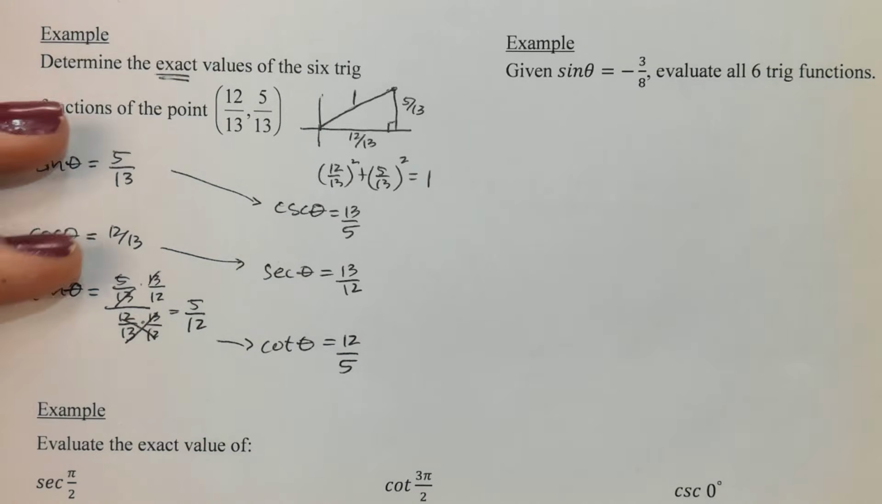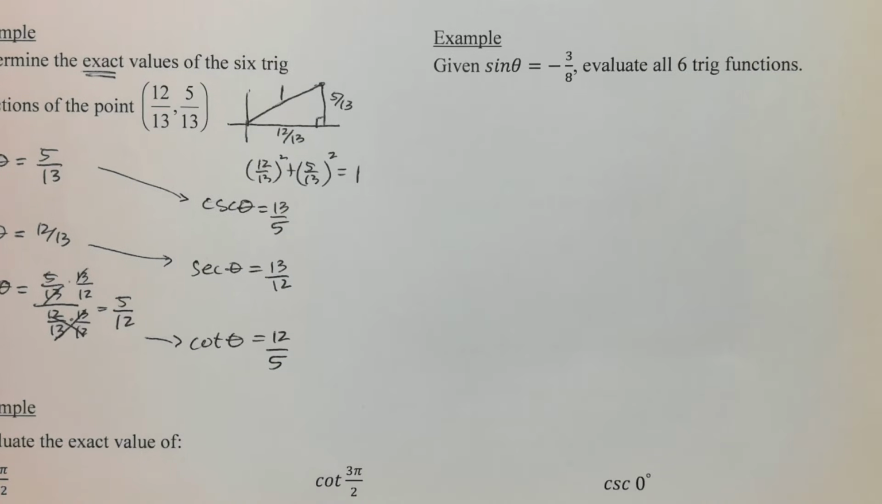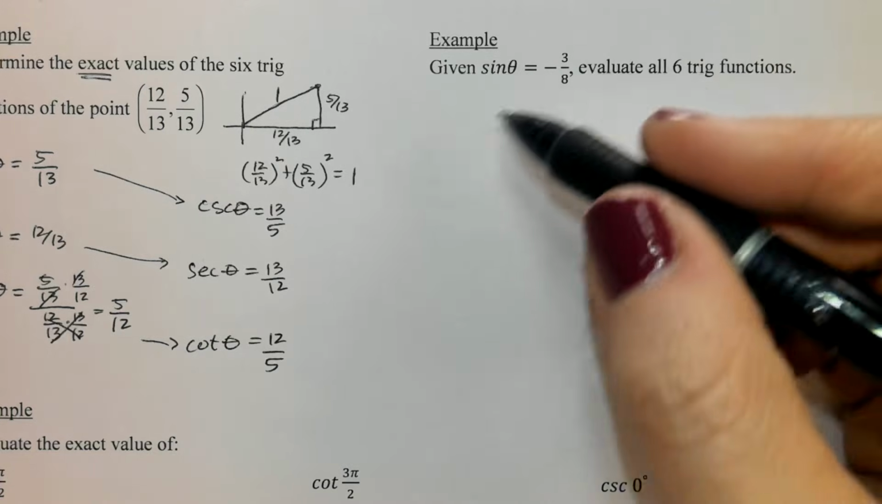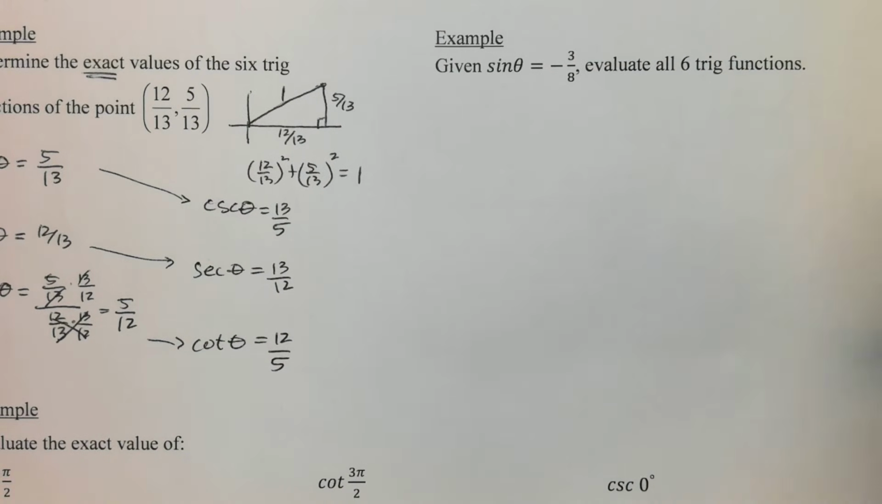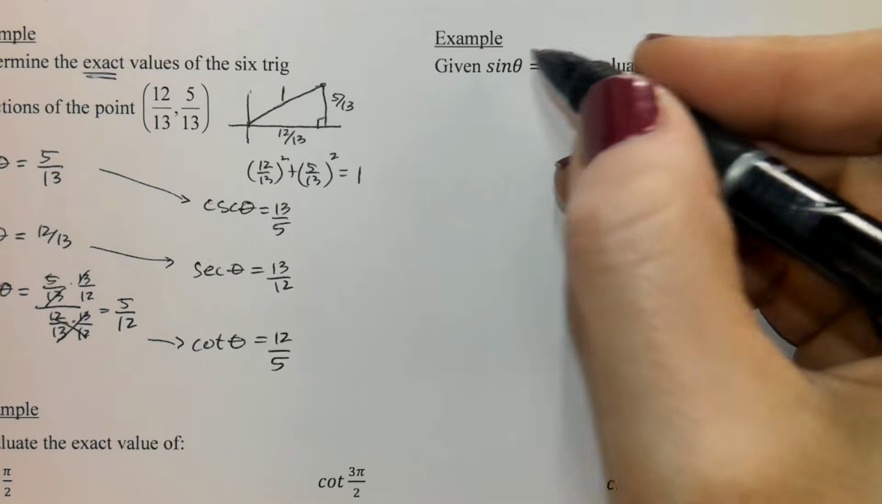Take the function, or take the answer, and flip it over. This one says, given that sine is -3/8, can you evaluate all 6 trig functions? So these are the 6 we're talking about: sine, cosine, tan, and then the reciprocal ones. And this one, I'm also going to be able to draw a picture of for a triangle.